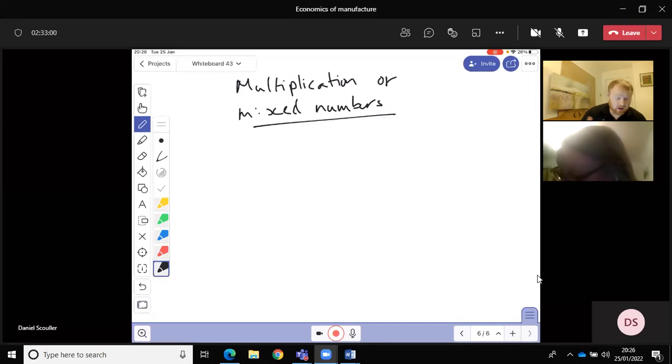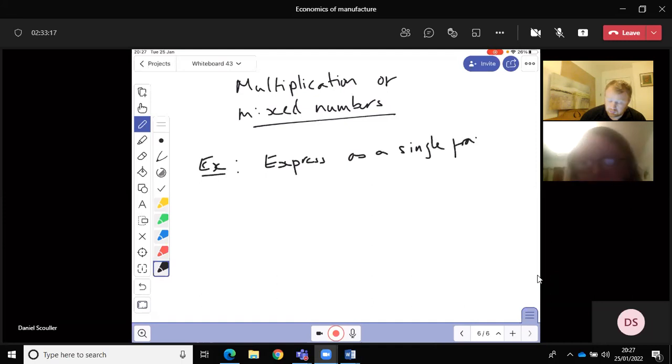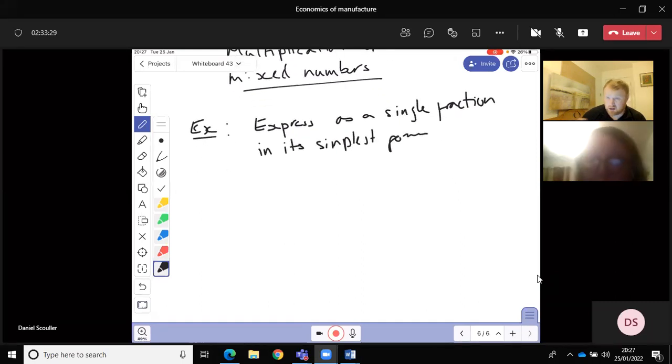Okay, so we're just going to carry out multiplication of mixed numbers. In regards to the question you get in an exam, it would be the same question. Simply: express as a single fraction in its simplest form. Okay, so that's your exam question. That's it. It doesn't give you any more information, no more or no less. There's no reason to question it.